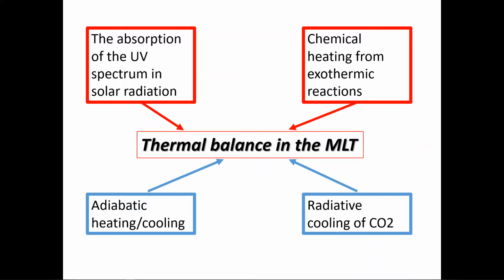If we look at the thermal balance in the MLT, mesosphere and lower thermosphere, the major sources are the absorption of the UV spectrum in the solar radiation, chemical heating due to exothermic reaction, also induced by the solar radiation, and the adiabatic heating and cooling due to the upward flow and the downward flow of the atmosphere, and also more importantly, the radiative cooling of the CO2 in the MLT region.